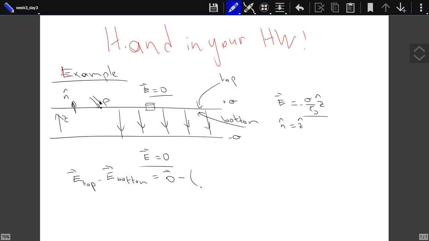What is the electric field at the bottom of the surface? That is, you approach this point from the bottom of the plane. The bottom is below the plane. Minus sigma over epsilon 0 z hat. So this difference in the electric field at this surface is equal to sigma over epsilon 0 in the z direction. Well, sigma over epsilon 0 in the z direction is nothing but sigma over epsilon 0 in the n direction. This is our general result.